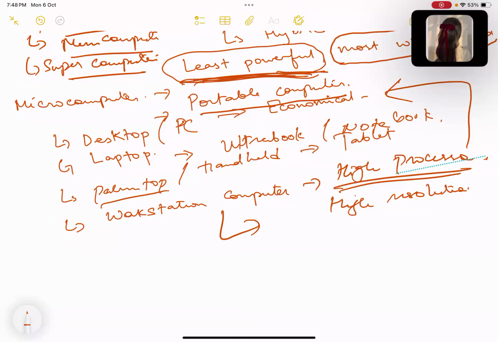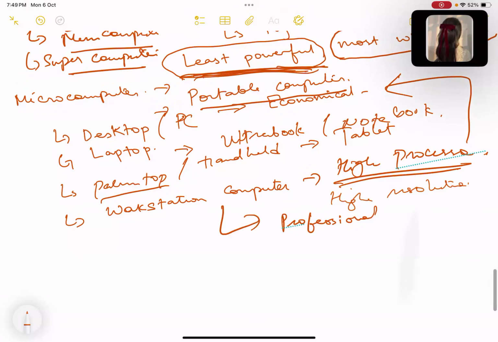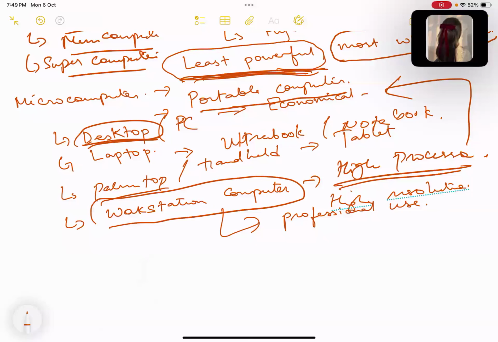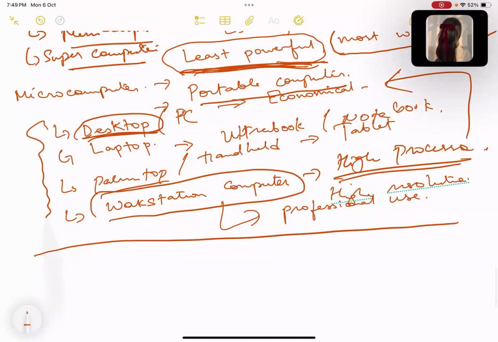And because of this, these are used professionally only. These are for professional use only, okay? When we say desktop, the computer is generally understood from the perspective of personal needs, okay? But when we say workstation, these are very powerful computer systems that tend to look like our normal computer setup, just that they are very powerful and used for professional use, okay? So these are the different types of microcomputer, okay? And as I mentioned, these are small in size, right?